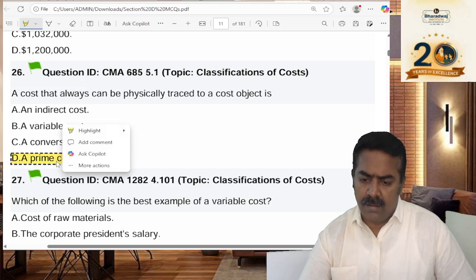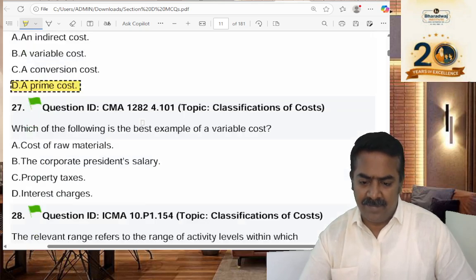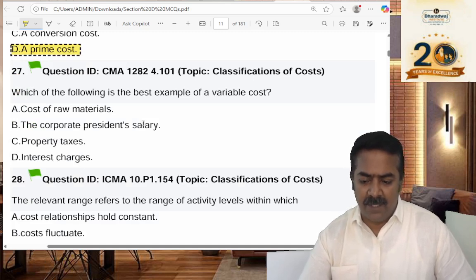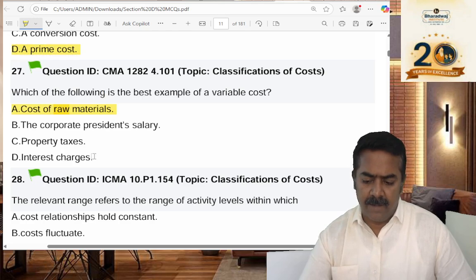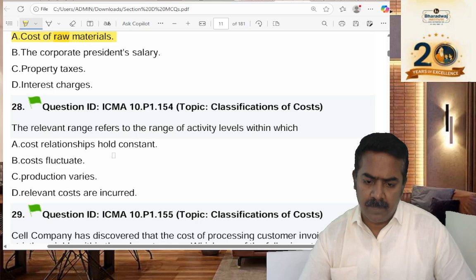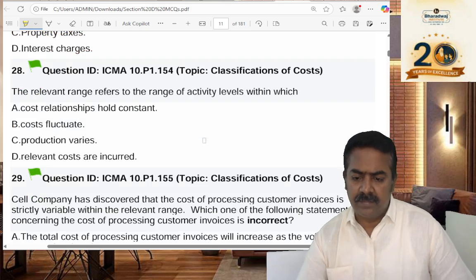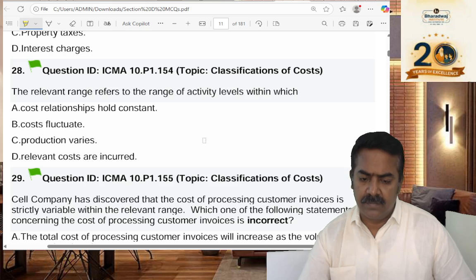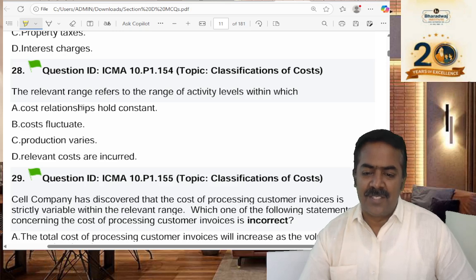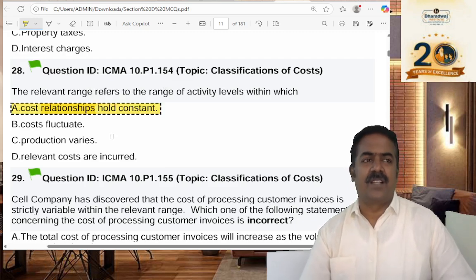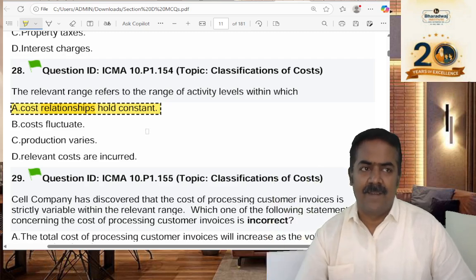Cost that can be directly traceable is called as prime. Option prime. What is the best example of variable cost? Best example is raw material cost. Then read further. What is given? Cost relationship. Range of activity. Option A. Cost relationships hold constant. Variable and fixed. Within the range, it will behave like that.